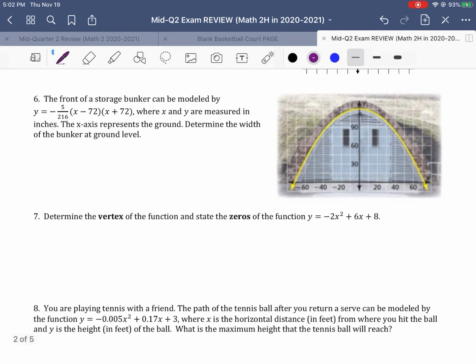Number 6 says the front of a storage bunker can be modeled by this given function. So we're given a function here. It looks like it's in intercept form, where x and y are measured in inches. The x-axis represents the ground. Determine the width of the bunker. So first let's look at the picture.